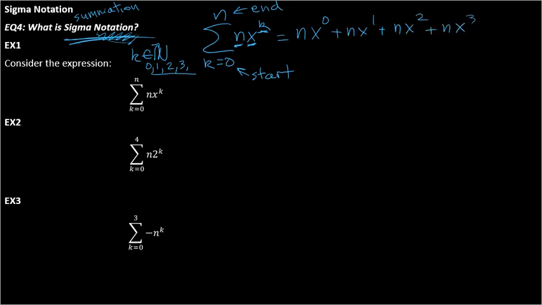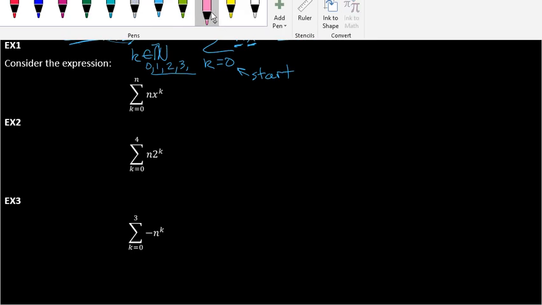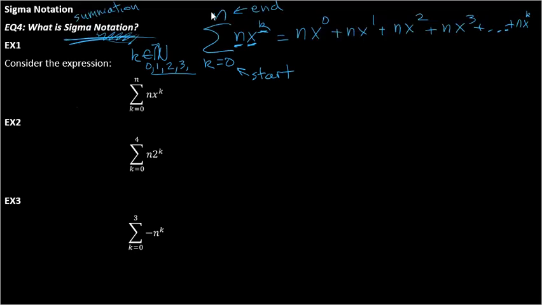plus n times x to the third, plus n, and I'm going to go into the ellipses here. So it just goes on and on and on forever, n times x to the k, right? So it just goes on. Okay, so let's look at an actual concrete example that has numbers for us. So we're looking at this guy here.